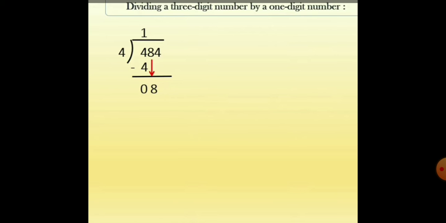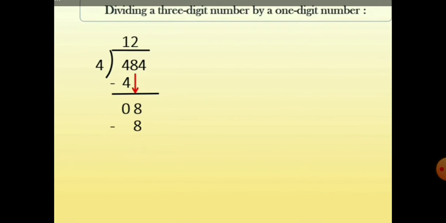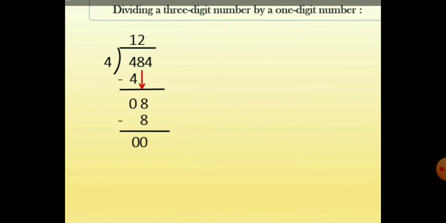Now I will move to the second single digit number, that is 8. So 8 I will carry down with the help of the arrow. As you see, arrow mark there. So 8 I carried down. Now how many are 8 in the 4 table? So 4 twos are 8. So I wrote here 4 twos are 8. So 8 minus 8 is 0.